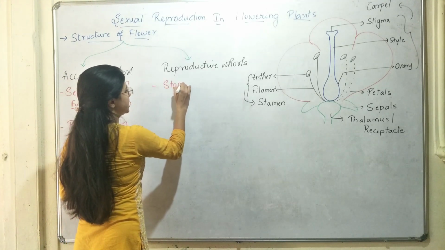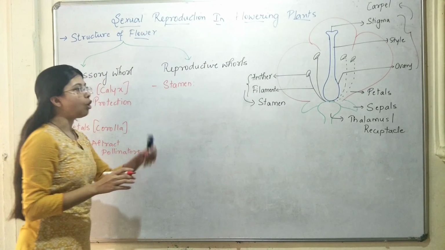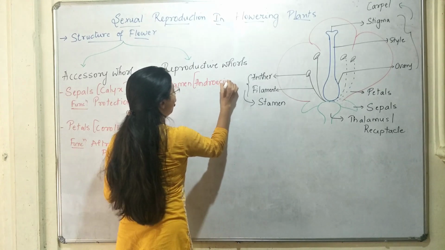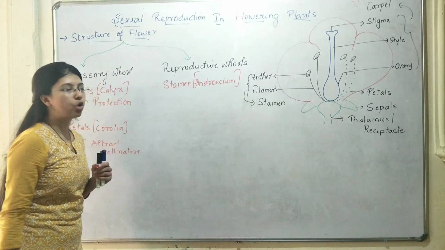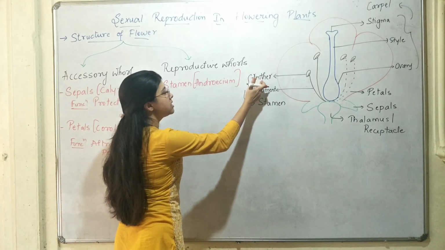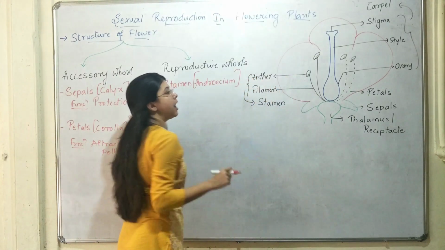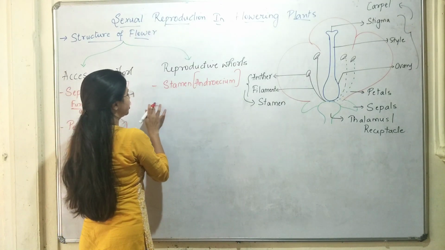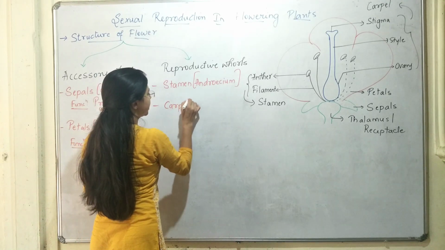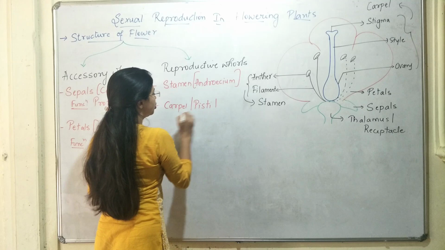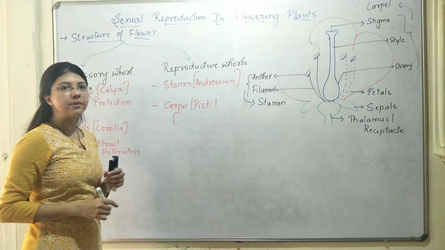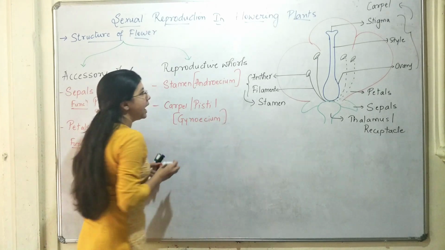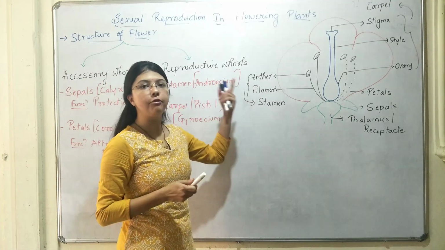Reproductive whorls will include the stamen. When you talk together about all the stamens of a flower, it is called androecium. Collectively, all the stamens are called androecium. And as I said, they have two parts, the anther and the filament. Anther is that part where the pollen grains will be formed. The second reproductive whorl is the carpel, or it can also be called the pistil. Collectively, all the carpels of a flower are termed gynoecium, and this is the part which gives rise to the female gamete.